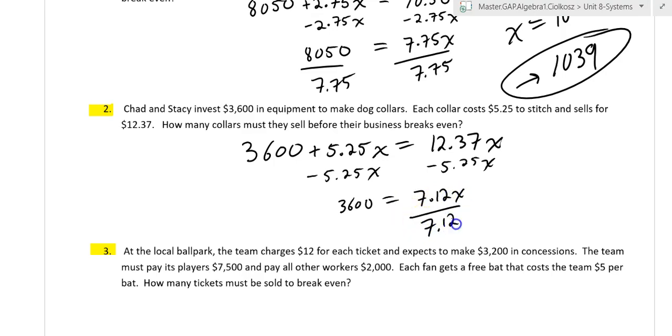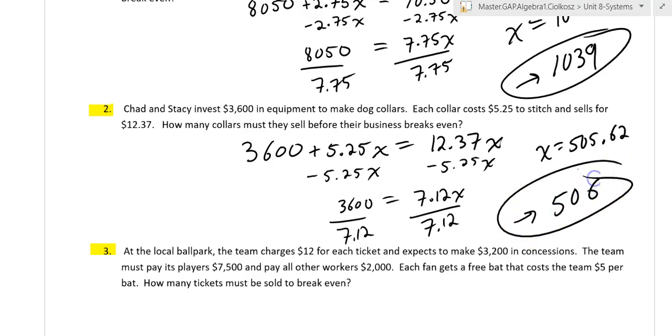Dividing. I'll get x equals 505.62. So again, we always round up in these problems. So I need to sell 506.